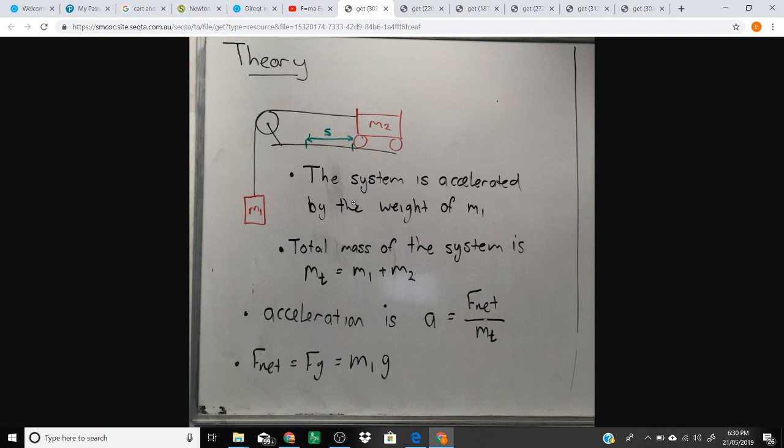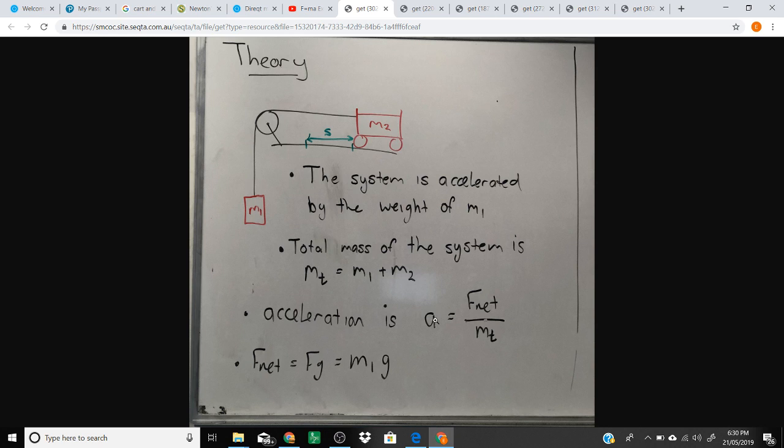So the system is accelerated by the weight of M1, so we have m1g acting downwards, that's providing the force. And our total mass is M1 plus M2. We're going to ignore the mass of the string, it's insignificant. And the pulley, well, that just rotates around.